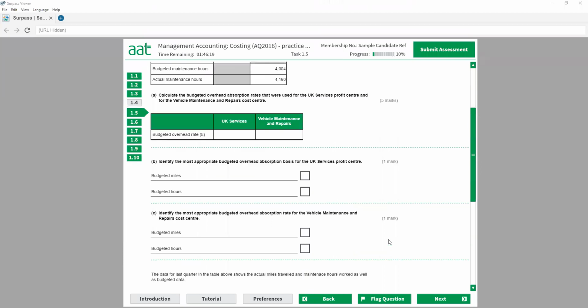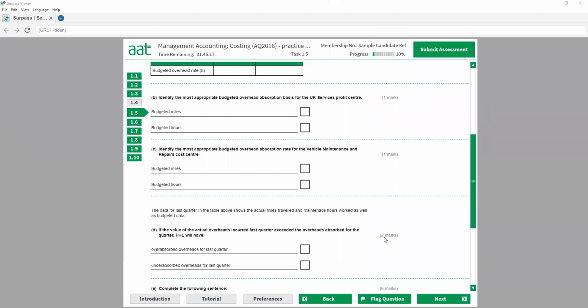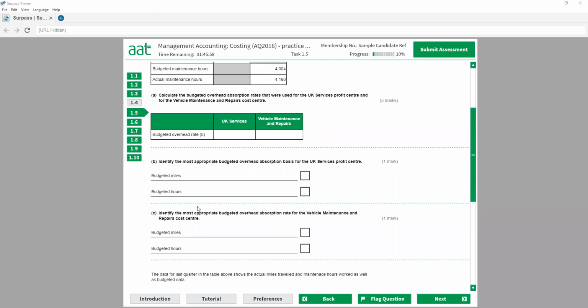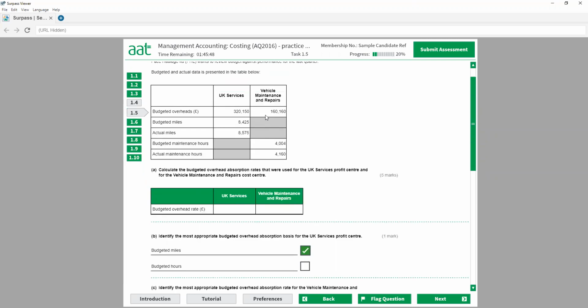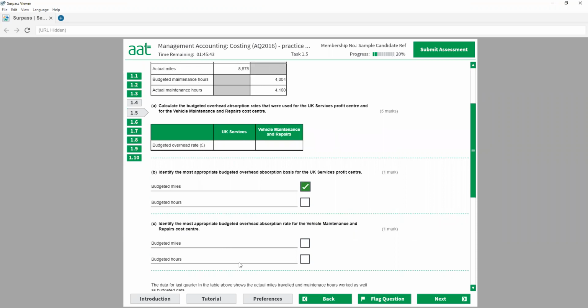The next one we have here, number B. Number B is asking, identify the most appropriate budgeted overhead absorption basis for the UK Service Profit Center. Okay, so for the UK Service Profit Center, if you remember, our basis was budgeted mile. So we said that is budgeted mile. This is the most appropriate one. And for the vehicle maintenance, it was budgeted maintenance hour. So that is budgeted hour.